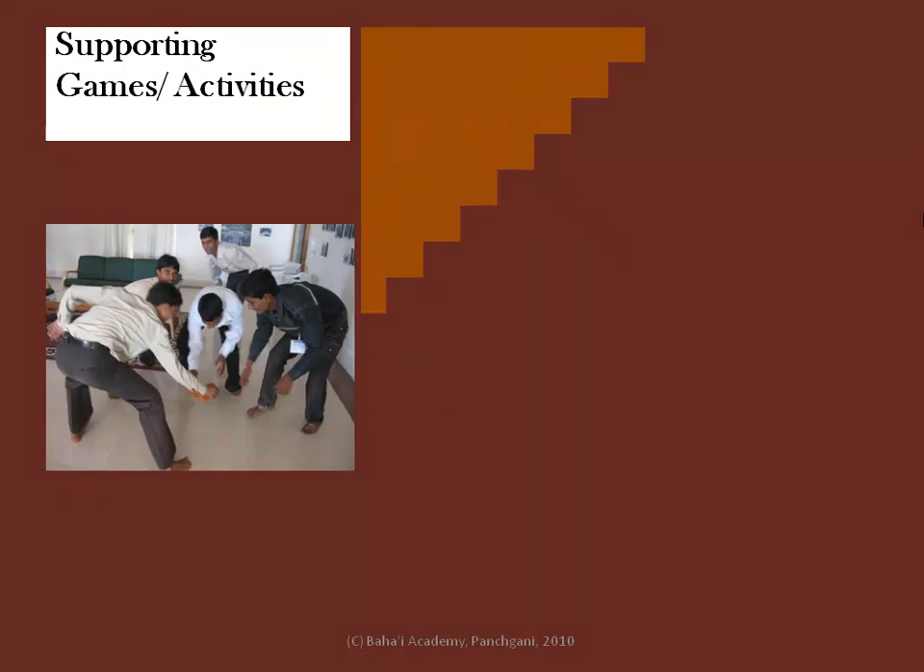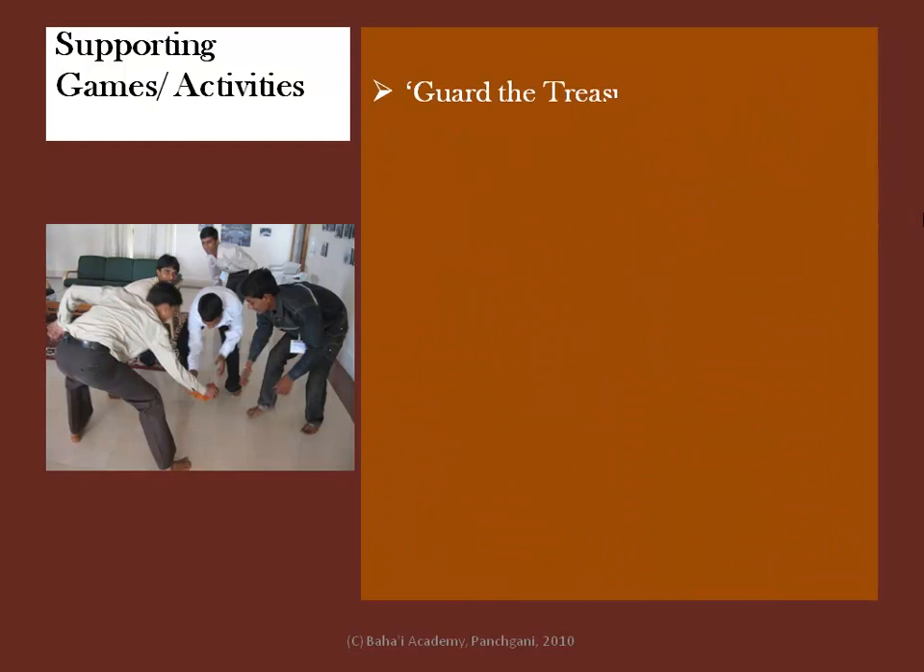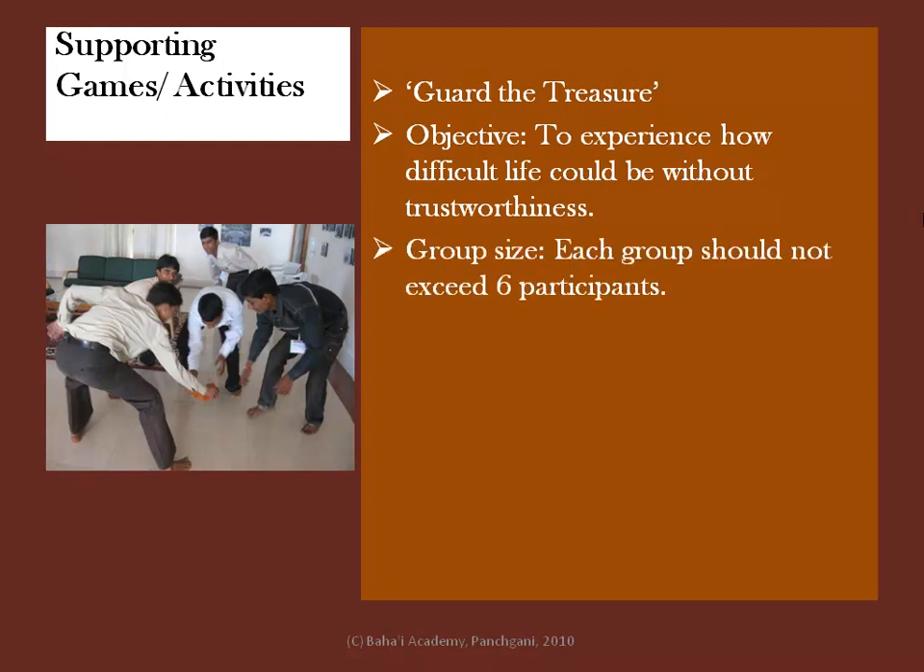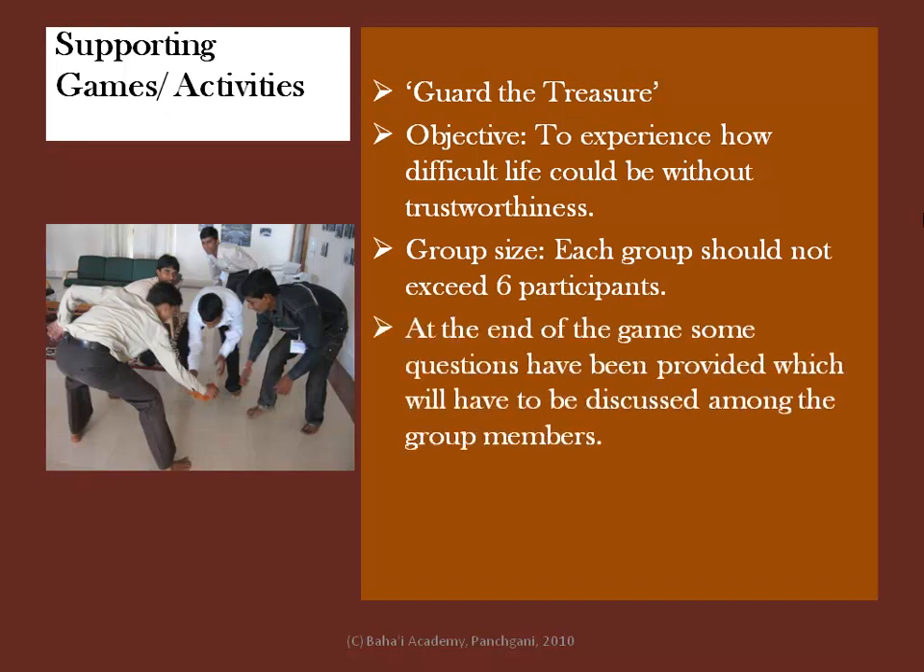Guard the Treasure is the third cooperative game described here. The objective of this game is to exercise and experience how difficult life could be without trustworthiness. Each group should not exceed 6 participants. At the end of the game, some questions have been provided which will have to be discussed among the group members. Please refer to the game procedure for details.